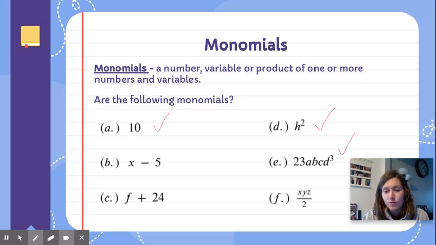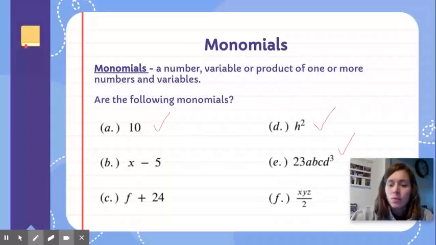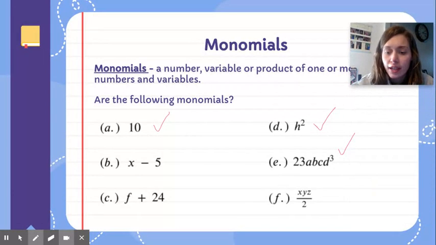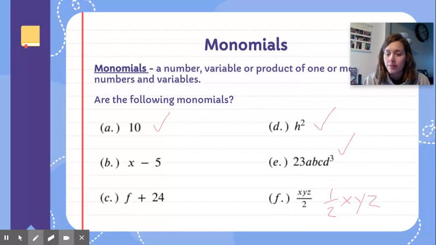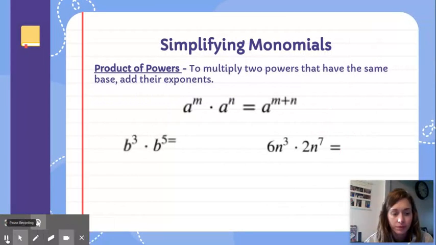And then let's look at F. We have x, y, z all over 2, or divided by 2. And so what do we think? Is it a monomial? And while you might think no because there's division, what if I wrote it instead as 1/2 x, y, z? That's the same thing, okay? x, y, z divided by 2 is the same thing as saying we have x, y, z times 1/2. So this is fine. This is still a monomial. All of these are monomials except for B and C.